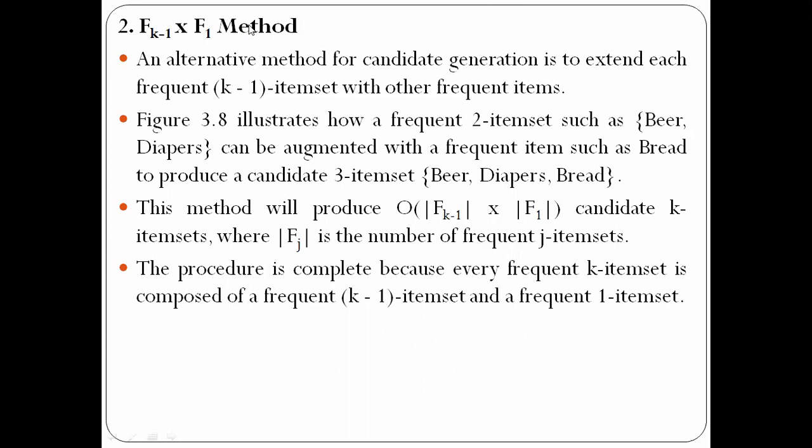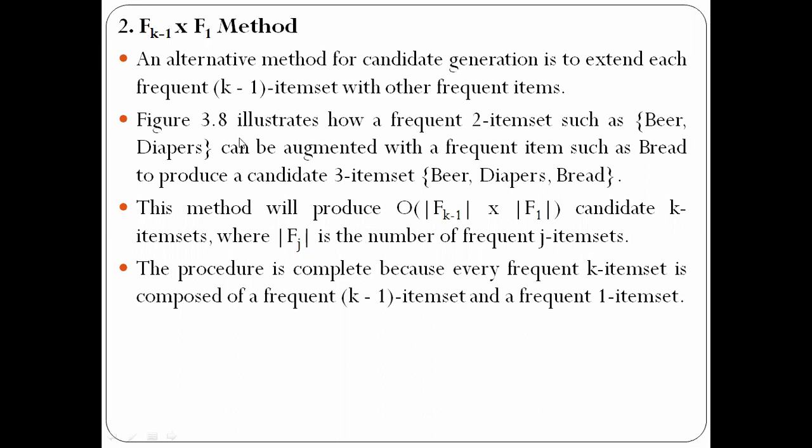into F1. Now the complexity of this algorithm is big O of |Fk minus 1| into |F1|. That is the complexity. Here the modulus operator is nothing but cardinality, which denotes the number of frequent item sets in Fk minus 1, and in the same way this is the cardinality, or the number of items in F1. So the cross product of that will be considered as the complexity of this method. The advantage is that it will be complete, it will not miss any of the candidate item sets here.